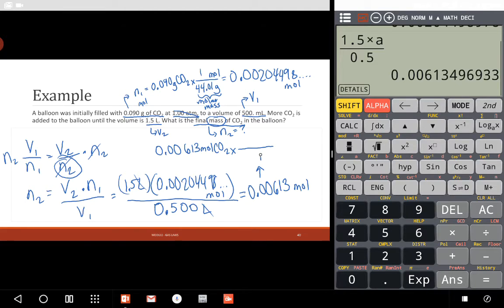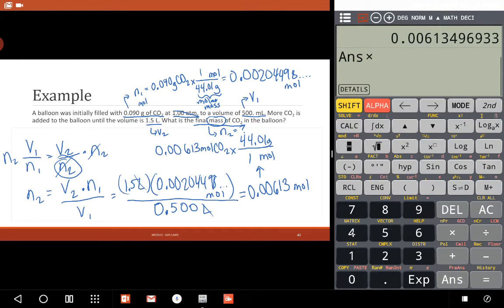So I have to cancel out my moles, and I have to get into grams. And so 1 mole is 44.01 grams. So I can take that and multiply it by 44.01. And so that is 0.27 grams.